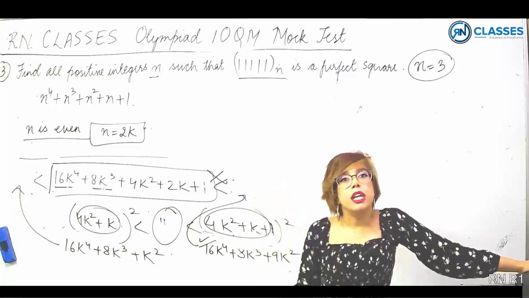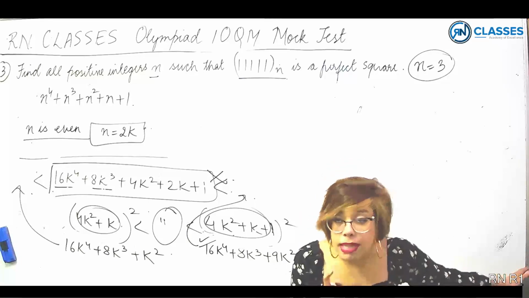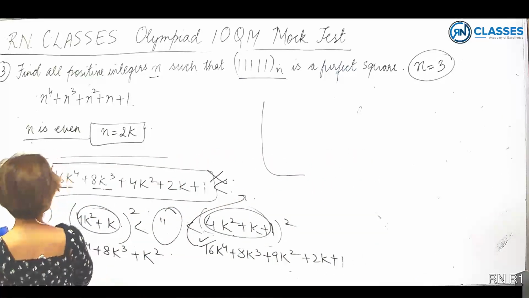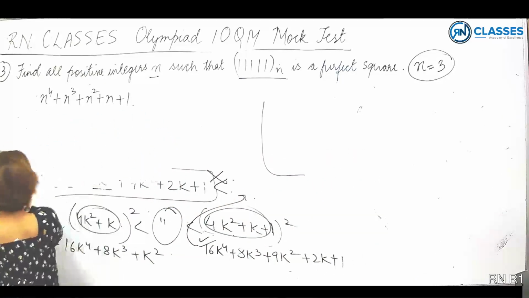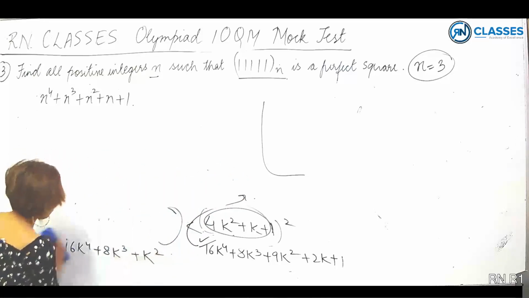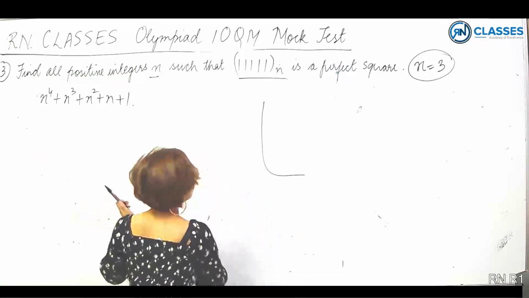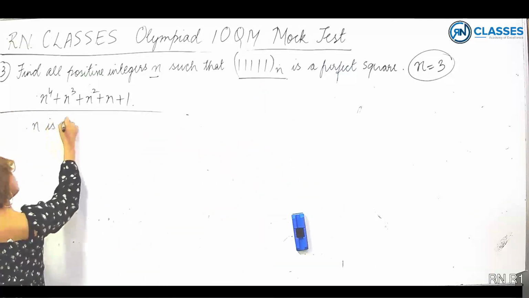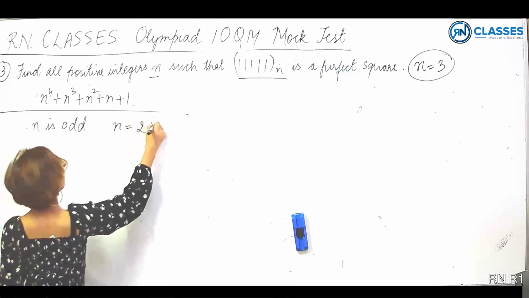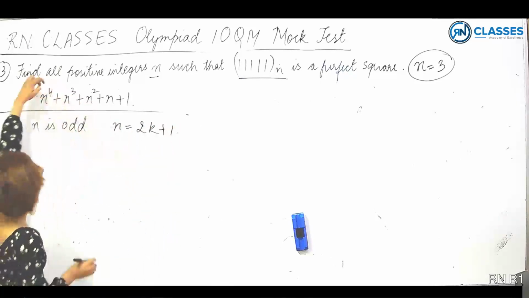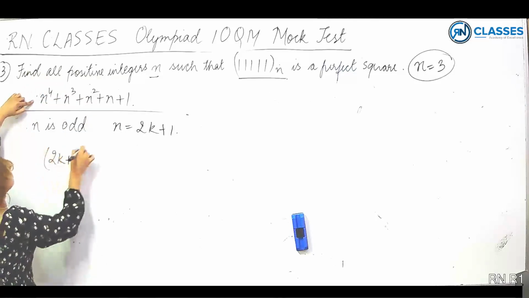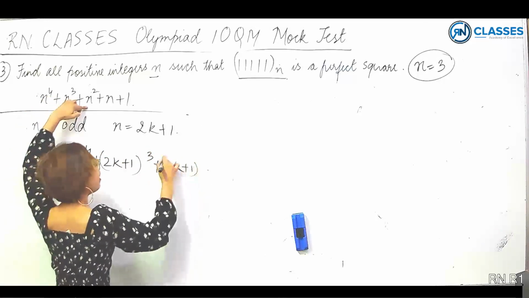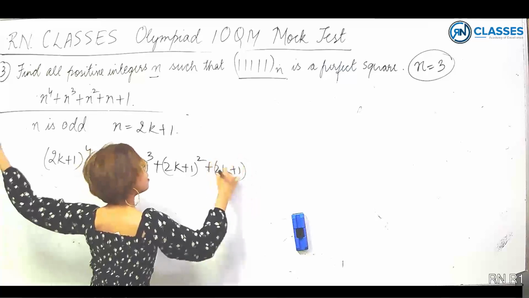Now, अब second half के लिए देखते हैं. When n is an odd number, that means when n is equal to 2k plus 1. Yeah, I might need space for that. So let me consider the second one. Right. Now, the second case is when n is odd. When n is odd, that means n is of the form 2k plus 1. Right? So let me just substitute it. So I will get 2k plus 1 whole raised to power 4 plus 2k plus 1 whole cube plus 2k plus 1 square plus 2k plus 1 plus 1.